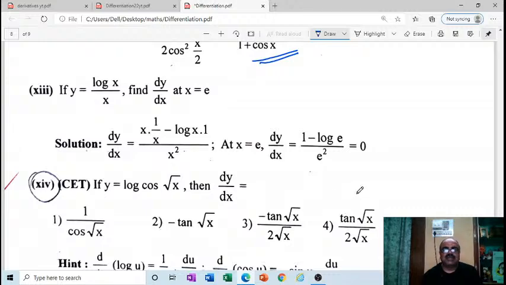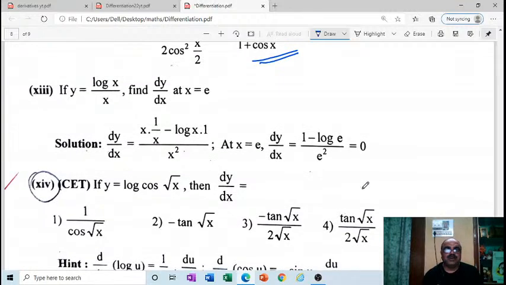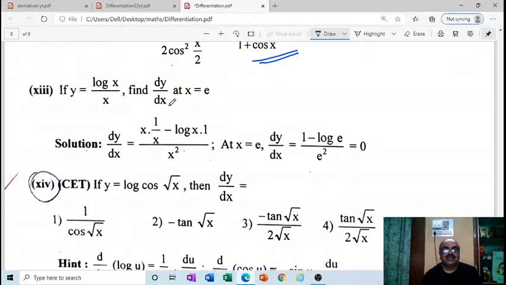Last two sums for the day, friends. I'll try to finish with this. Hope I'm not boring too much. But these are all very essential ones.